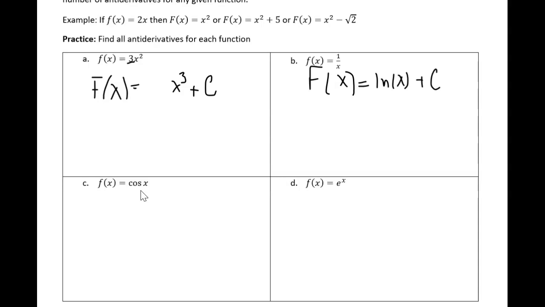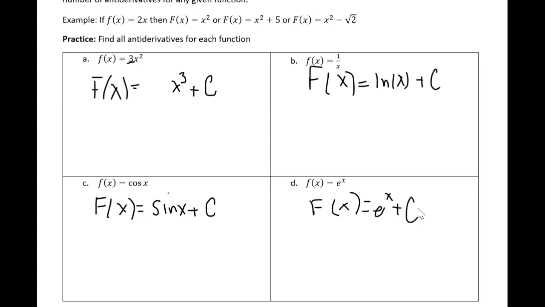For the next one, we have cosine x. And again, knowing your derivatives like the back of your hand is really useful, because then you would know that the derivative of sine x is equal to cosine x. So the antiderivative of cosine x is sine x. Finally, e to the x is its own derivative, which means that e to the x is its own antiderivative. And so this is antiderivatives. We're basically taking derivatives in reverse.